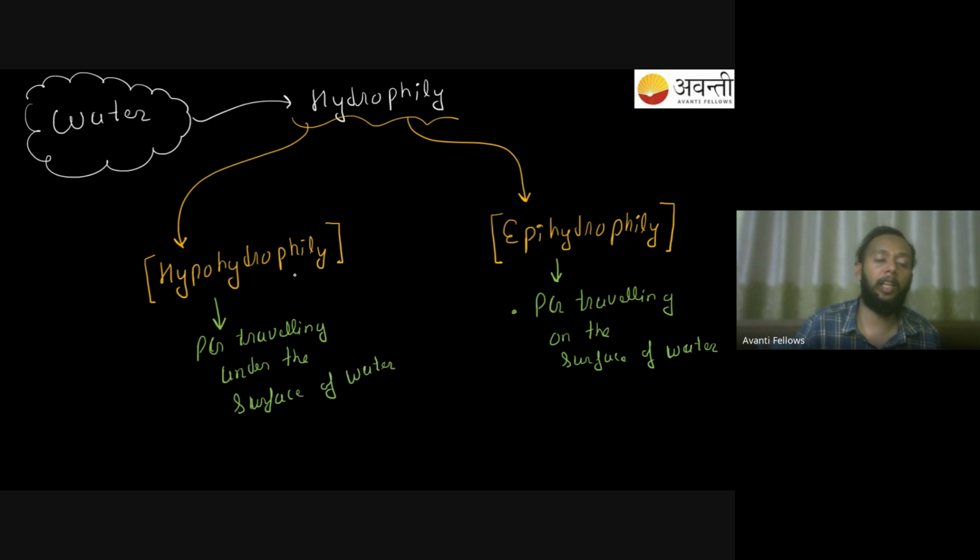So in hypohydrophily, the pollen grain cannot be seen on the surface. It is traveling underneath the surface of the water column. In epihydrophily, it is traveling on the surface of the water. These are the two terms you have to know. We'll also see the examples in this, but first of all, you have to know the two terms. Epihydrophily, above the surface; hypohydrophily, underneath the surface of the water. First of all, you have to know these.